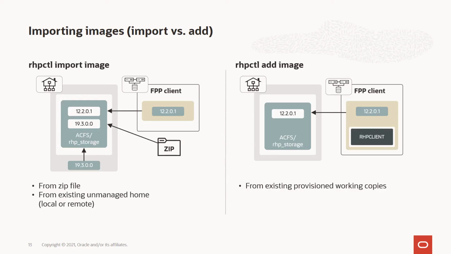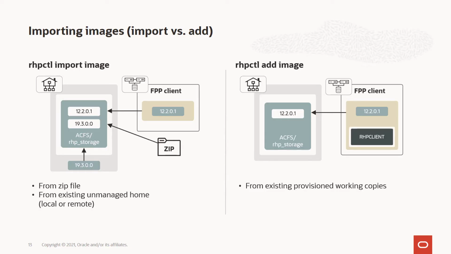The other way to import images is with the command add image, and this can be used only if the FPP server already knows the working copy. So if the working copy has been provisioned by the FPP server, we can modify and patch this working copy directly on the client and then import it back to the FPP server using this RHP-CTL add image.